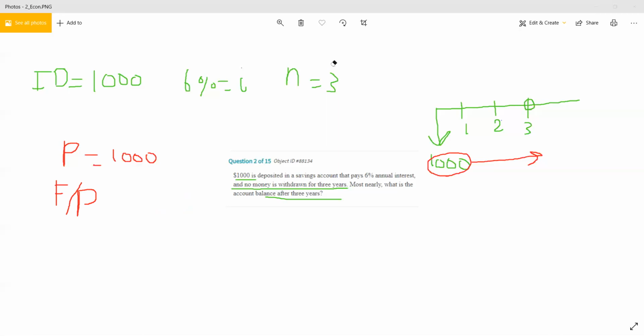So with this, we have F given P. Our interest rate is 6%, and our year number is 3. This is going to be a particular factor that we multiply by 1,000 to get our money moved 3 years into the future with an interest rate of 6%. This is one method to do this. If somebody in the call would care to tell me what the factor is.